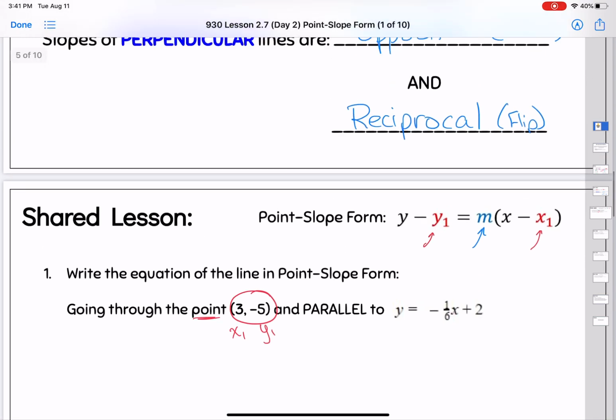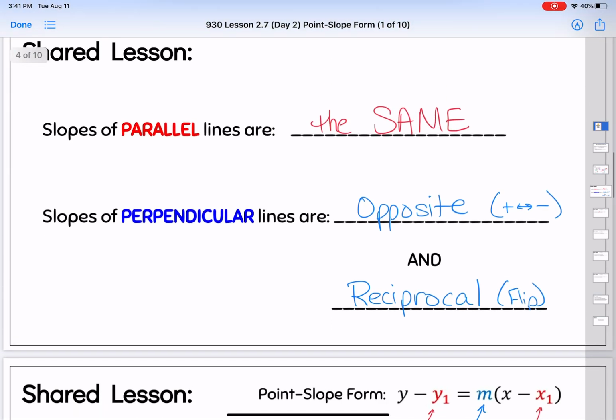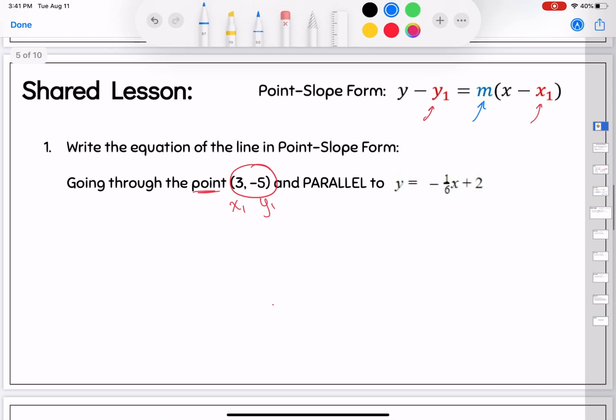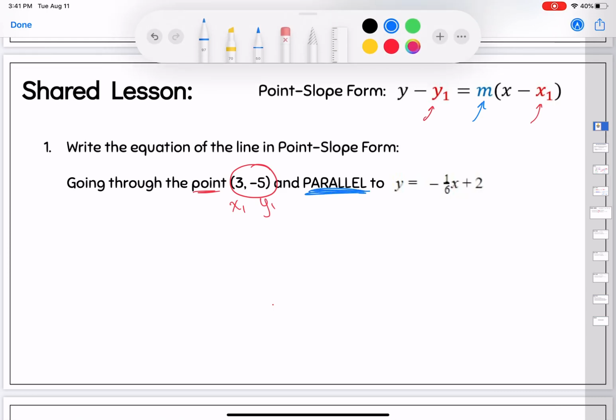Well, we just learned here that the slopes of parallel lines are the same, and this is asking me to write an equation to a line that's parallel to this one. Well, what's the slope in this line? The slope would be -1/6, right? This is y equals mx plus b. So if I have a line parallel to it, that means it has the same slope as this one, so that my slope must be -1/6. And then I have everything I need in order to write this equation.